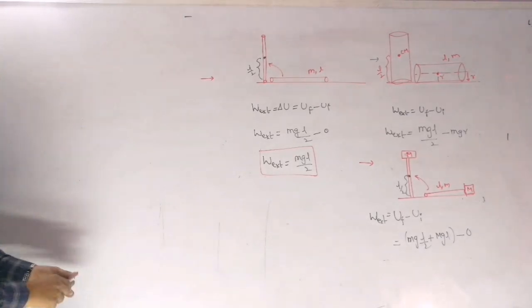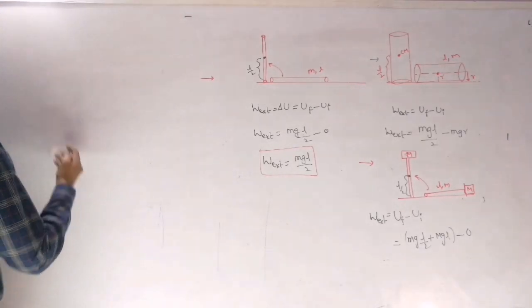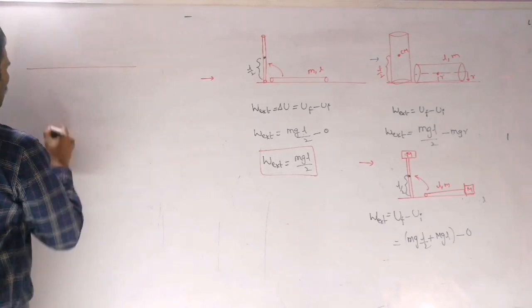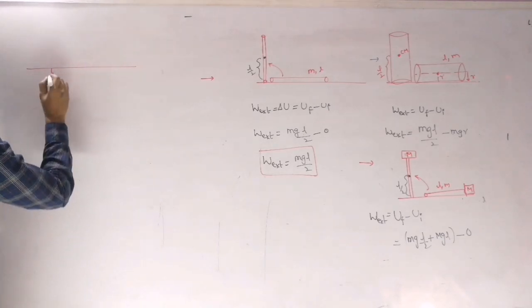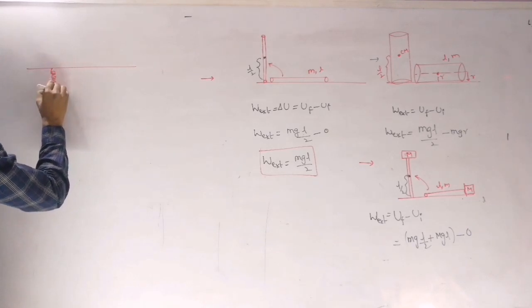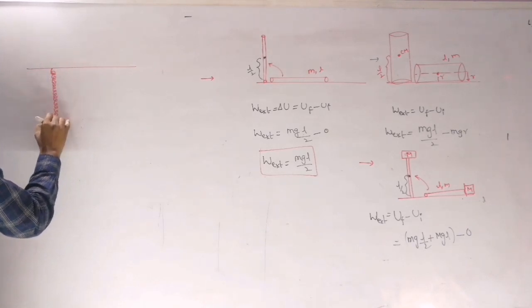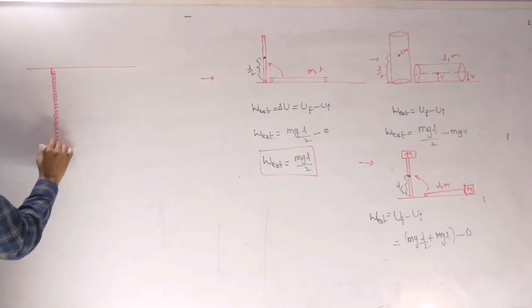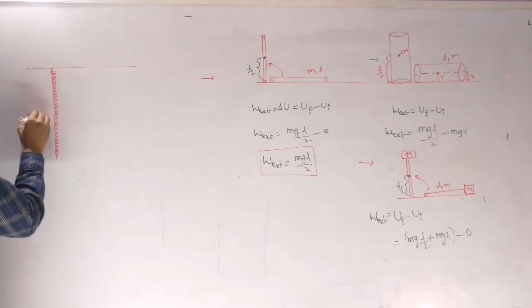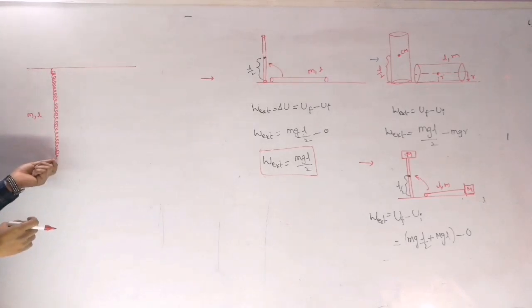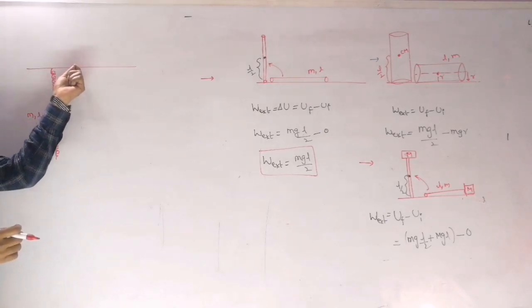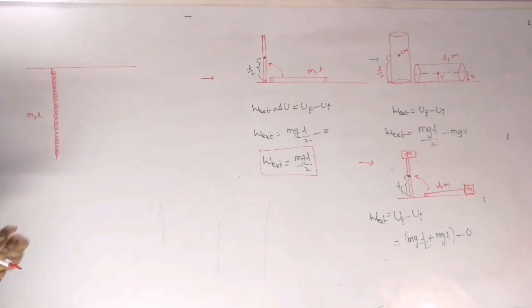So now let us write that case here. A chain is hanging like this. A chain of length L and mass M is hanging like this. Is it clear? This is a chain of mass M and length L. So now our question is, the lower end of the chain is also connected to the ceiling. Then the amount of work done we need to write.